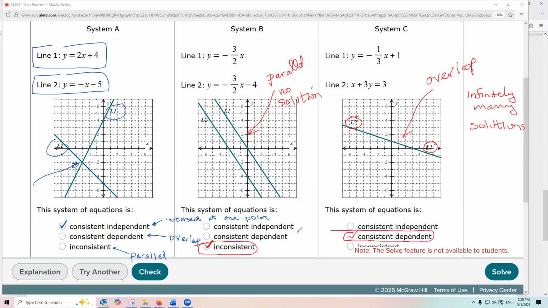Okay, so they're going to give you the graphs. If the graphs intersect at one point, we call it consistent independent. If the lines overlap, we call it consistent dependent. If the lines are parallel, we call it inconsistent.